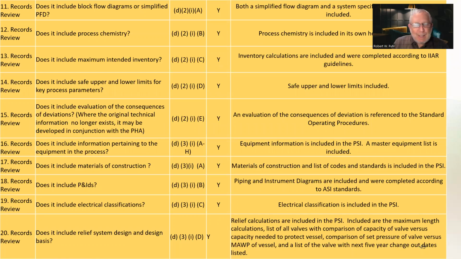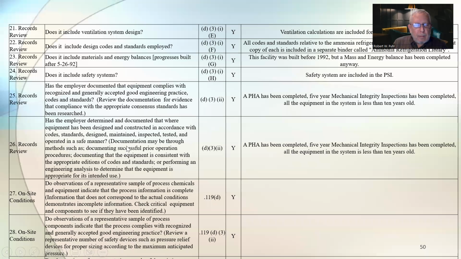It's ammonia refrigeration, the IIAR. It's kind of the go-to body for ammonia refrigeration stuff. There's a couple of them, but that's the one we used. IIAR. We bought their books and stuff like that. Their training. Does it include design codes and standards, ventilation systems, safety systems? Yes, safety systems are included in the PSI. PSI means process safety information. Here's your 1910 D3I and an H.